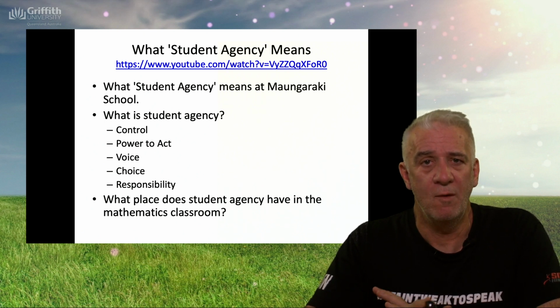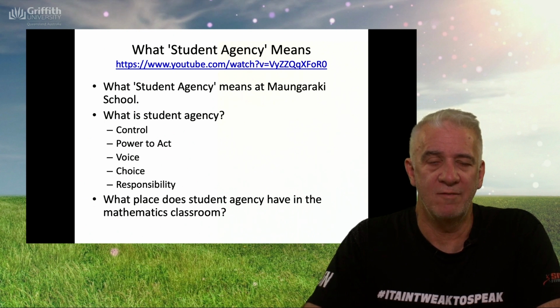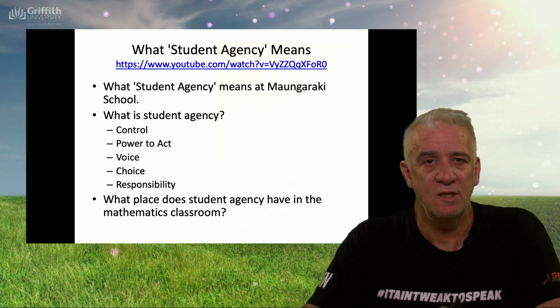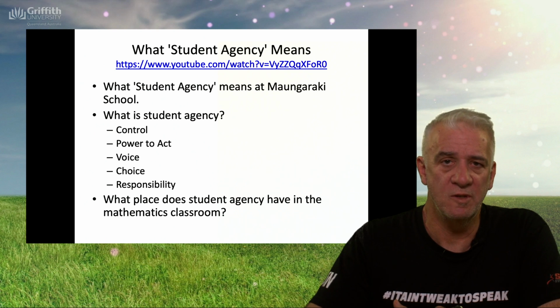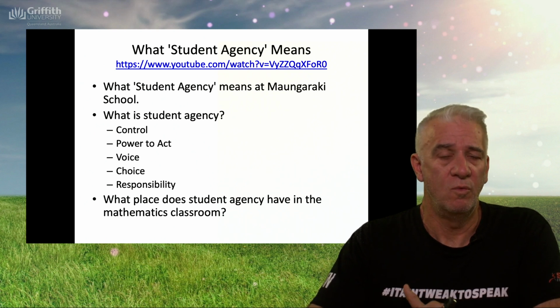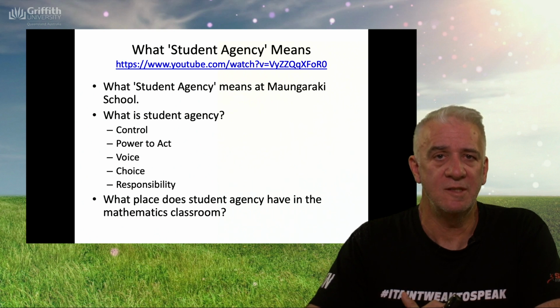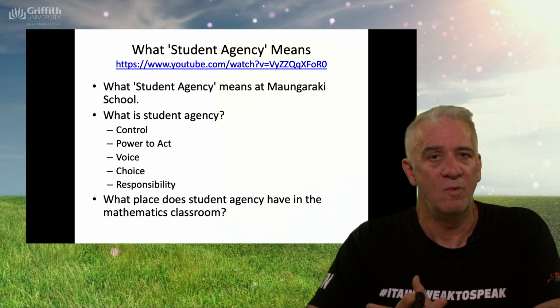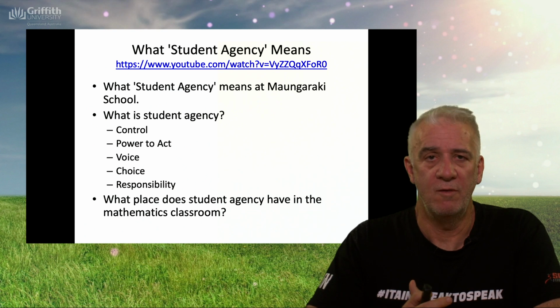But you do need to think about, what does the place of student agency have in the maths classroom? Where do you give them some choice? Where do you give them responsibility? How much responsibility? Responsibility for what? When do you let them speak and when do you let them listen? Where do they have some sort of control or power over what's going to happen?